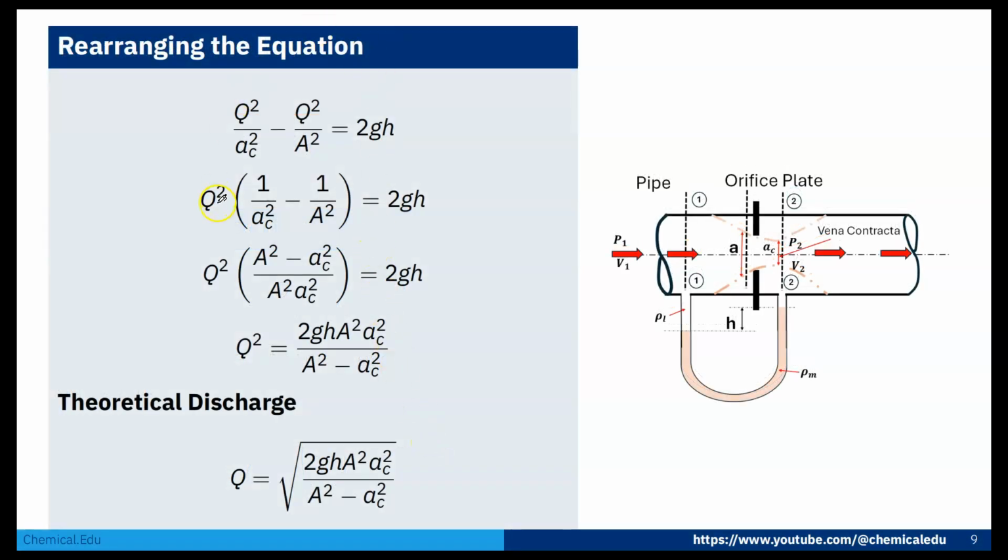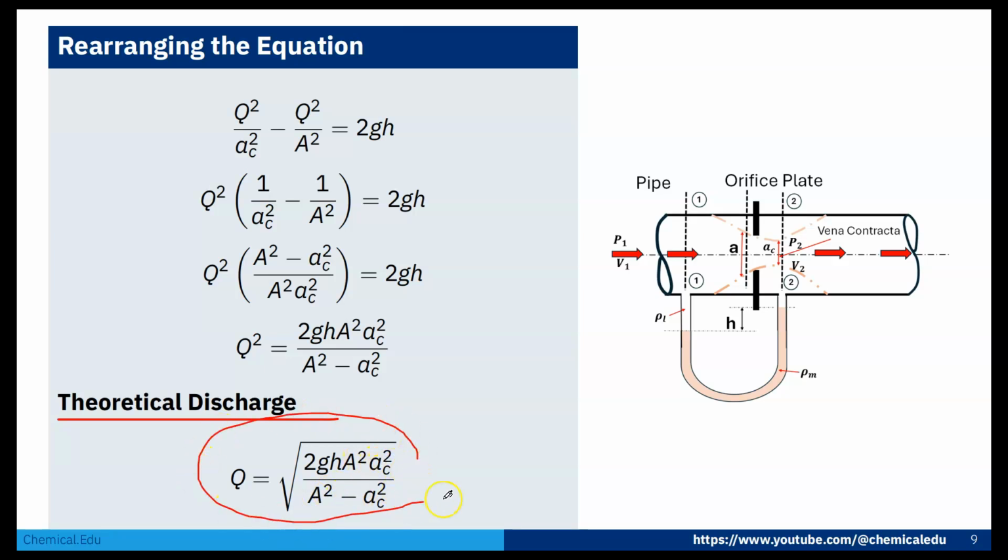If I take Q squared common, 1 by Ac squared minus 1 by A squared is equal to 2gH. Now if I do that simplification, we will get the theoretical discharge Q as root over of 2gH times A squared Ac squared by A squared minus Ac squared.